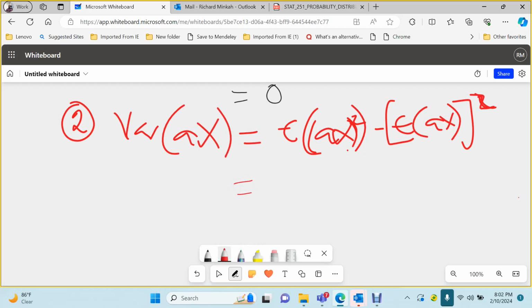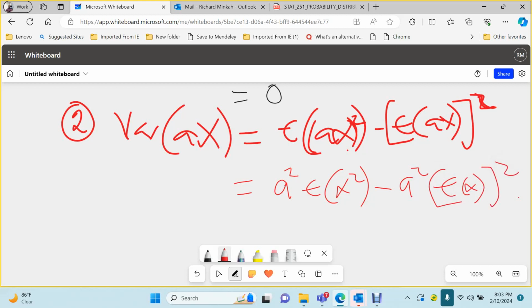We now go over here and say that the expected value of aX squared: a is a constant, so I can bring it outside, right? So a squared times the expected value of X squared. Do you agree? Then minus this one, so I bring it out, I square it, it will also be a squared, expected value of X all squared, right? So therefore, I can bring a outside this.